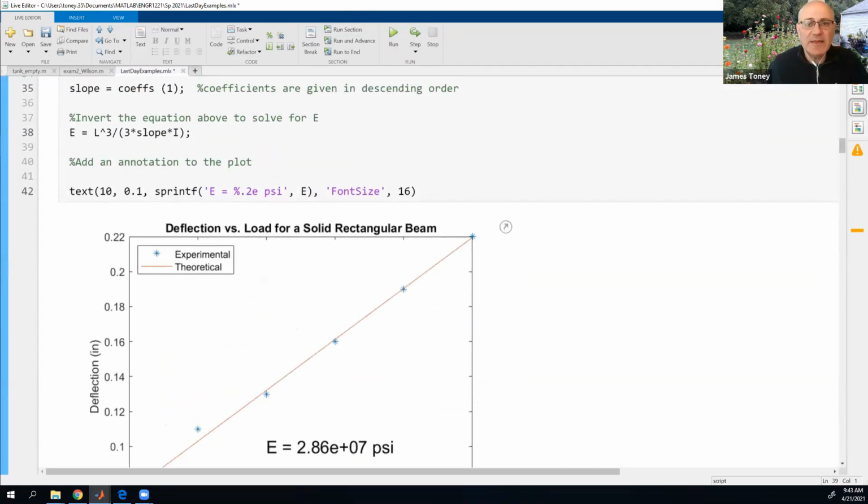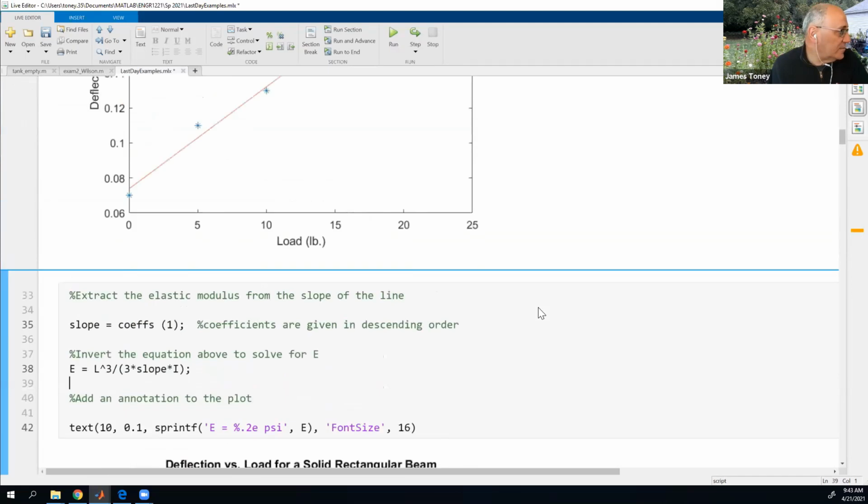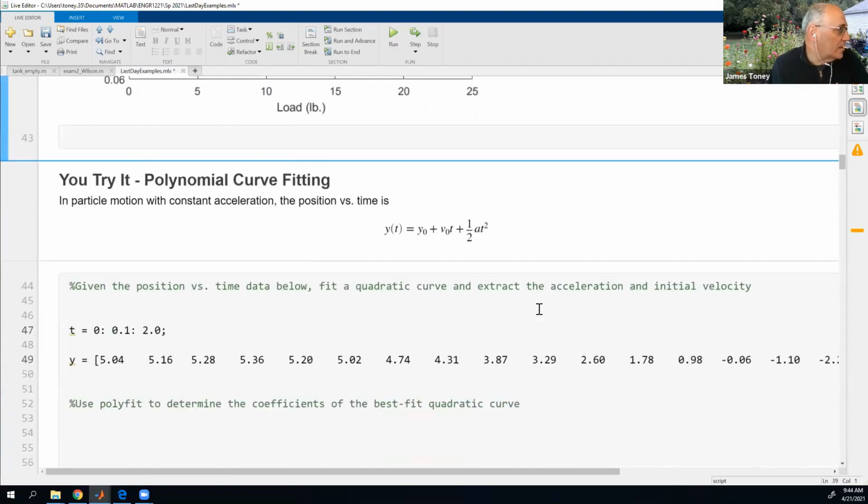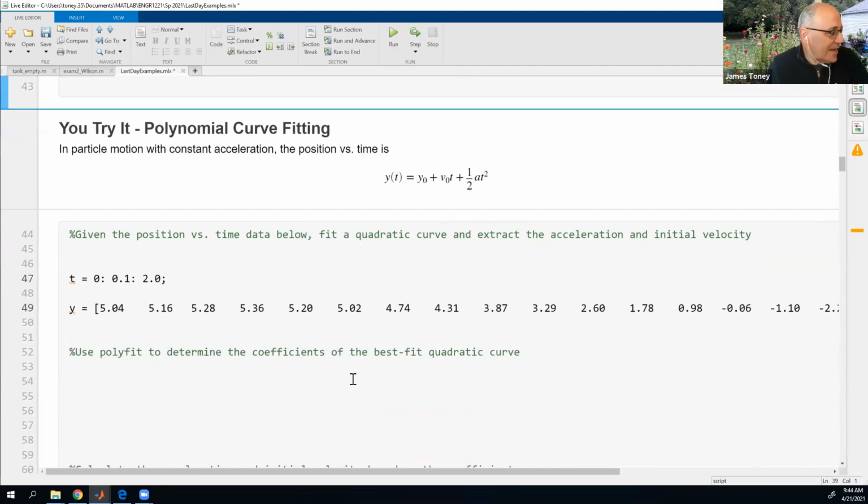All right, any question about that? All right, so that's curve fitting in MATLAB with polyfit and polyval. This example is actually the same problem that's in the exercise, so I'm not going to do it now, just do it in the exercise.